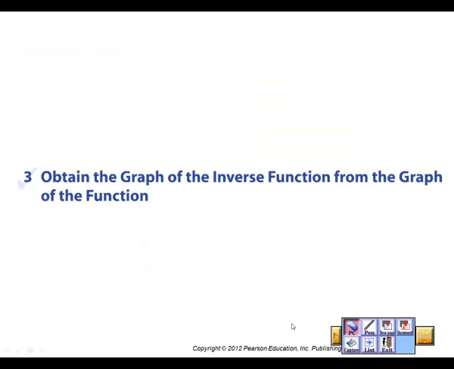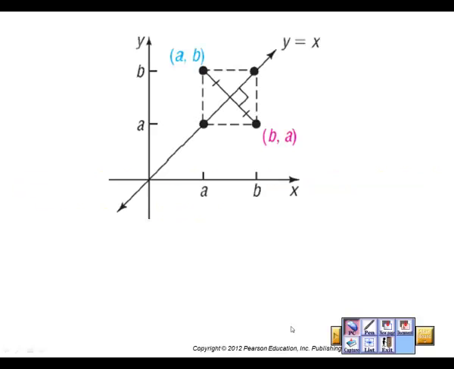Okay, obtain the graph of the inverse function. The way to do this is, you see this line right here, this y equals x, that's known as the axis of symmetry. So wherever the function crosses that axis of symmetry, the inverse will also cross it. That's one thing to keep in mind.